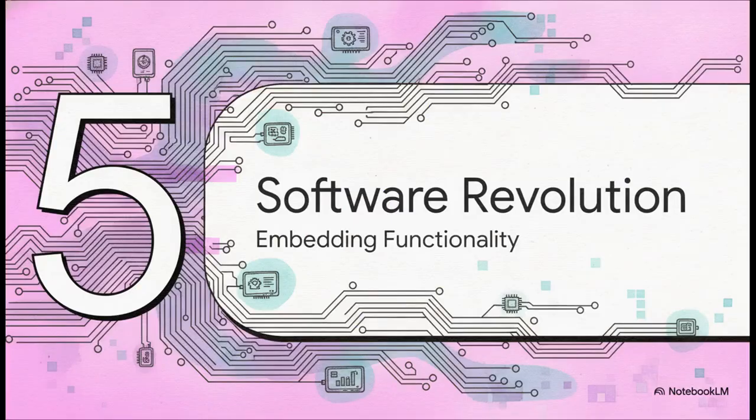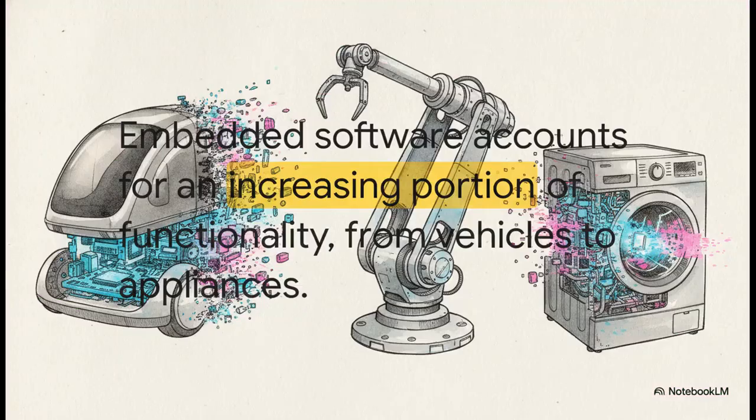All right, Section 5, the software revolution and embedding functionality. Now we're getting into a massive, undeniable shift in modern product design, the huge expansion of software. Hardware used to be the undisputed star of the show, but today, software is the primary driver of functionality across almost every single industry. We are seeing the deep embedding of software accounting for a bigger and bigger portion of what a product actually does.